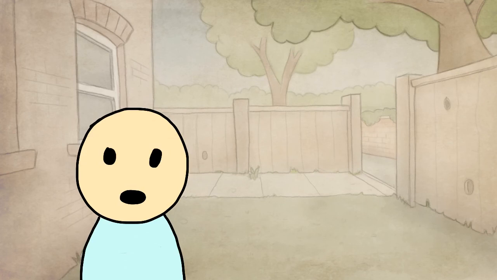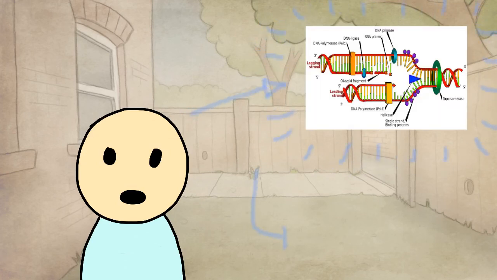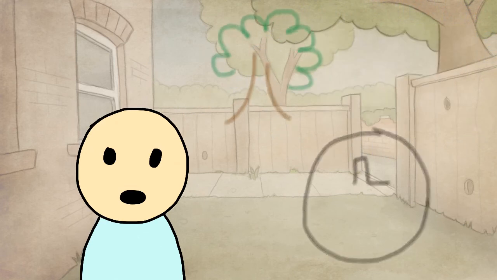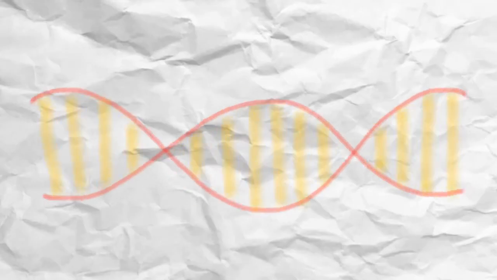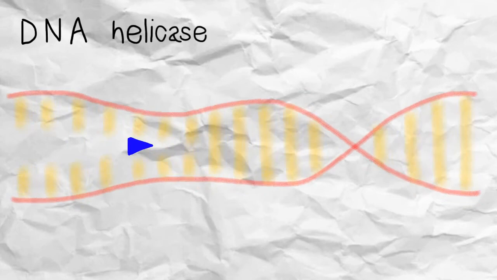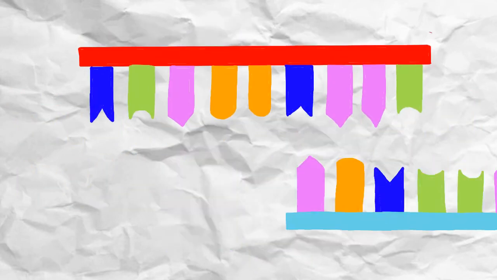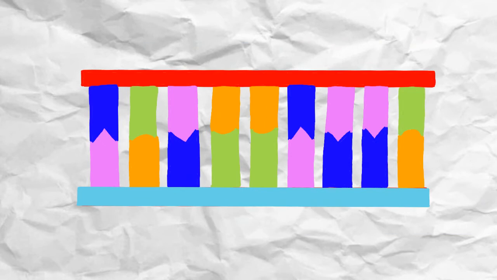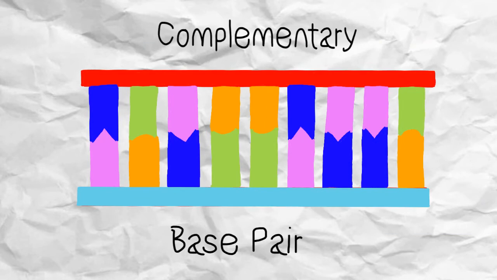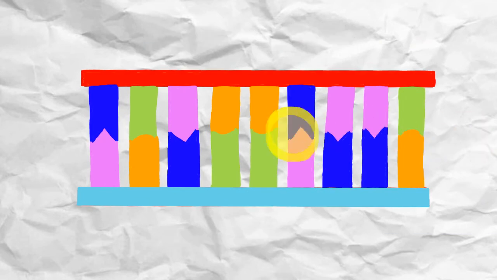Today we are going to talk about DNA replication and gene expression. DNA replication occurs when the body grows or heals itself. The process begins when the DNA helicase unzips the double helix by breaking the hydrogen bonds between the base pairs. New complementary DNA nucleotides then fit into place through complementary base pairing. These new DNA nucleotides are then joined together by the DNA polymerase.